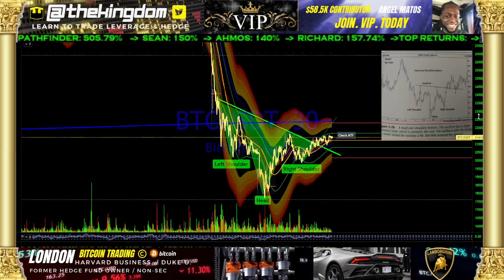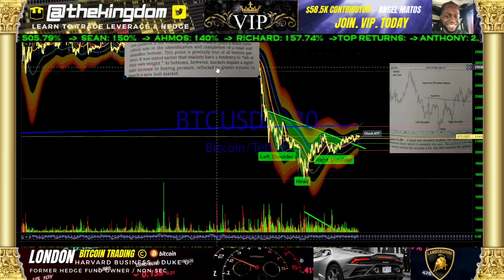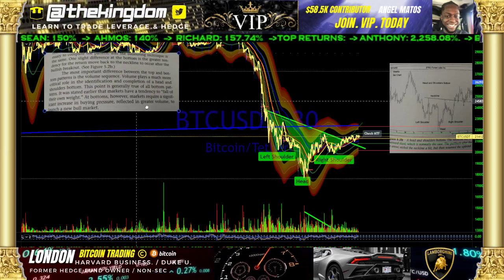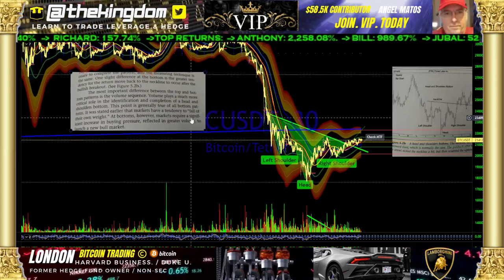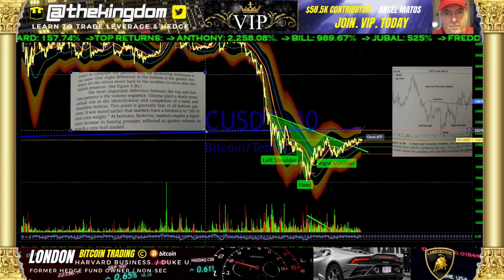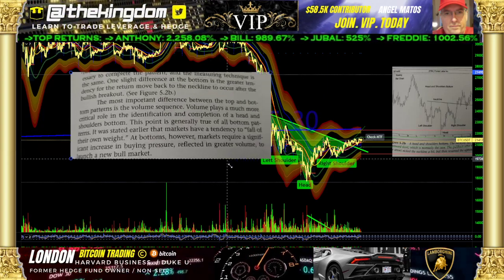I want to talk about the details behind the basic structure. Very important, and I want to make sure that you're fully aware of the preceding price action as well, which could operate as a warning, okay, as a warning. Now, in terms of the details, let's read this.